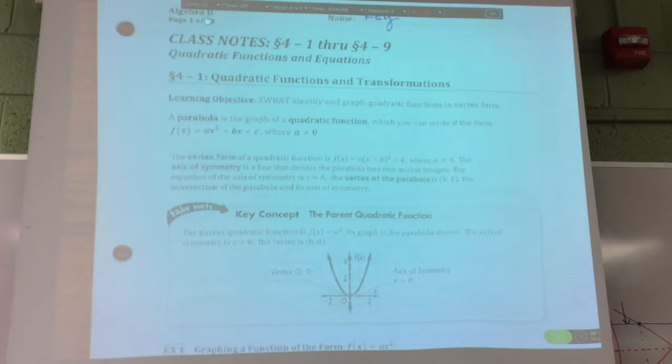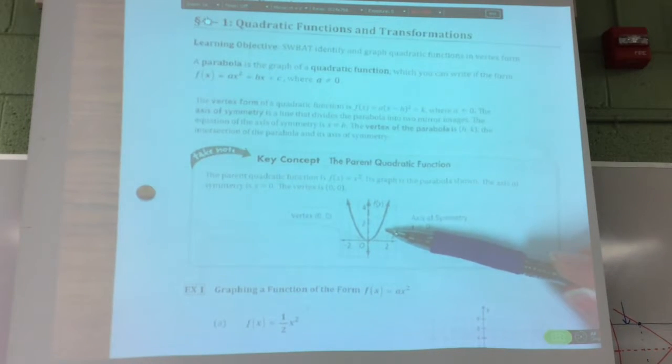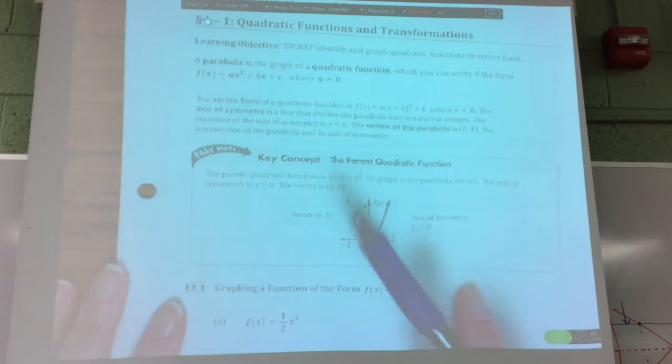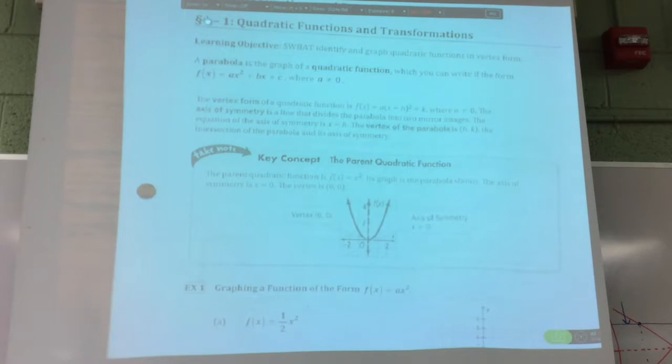Okay, the topic for today is quadratic functions. The very first thing that we are going to talk about today is the graph of a quadratic function. The graph of a quadratic function is a parabola, and that is the shape that you see right here in this box. And the parent function of a parabola is f of x equals x squared.